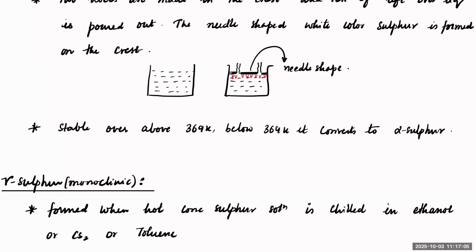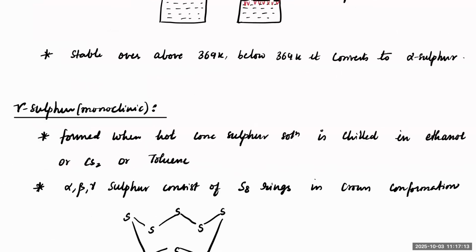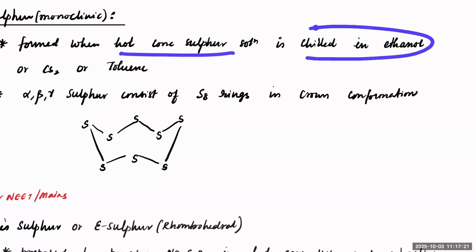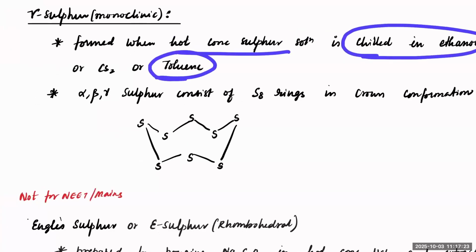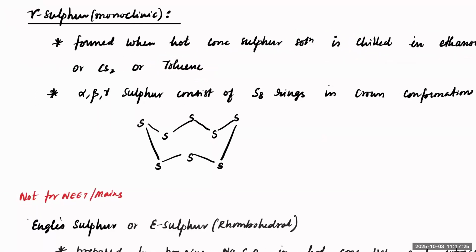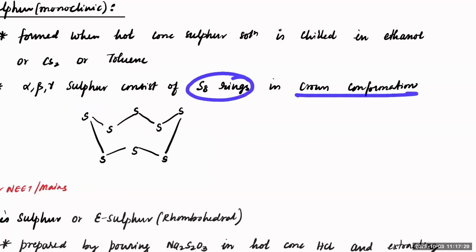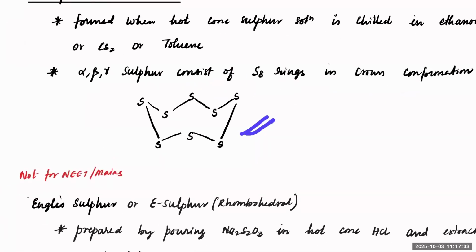If you have an orthorhombic arrangement, it is going to be alpha sulfur. If you have a monoclinic arrangement, it is a beta sulfur. Next, we have a gamma sulfur. It is formed when a hot concentrated solution is chilled in ethanol or CS2 or toluene. So alpha, beta, gamma sulfur consist of S8 rings in a crown conformation like this. All are in crown form only.